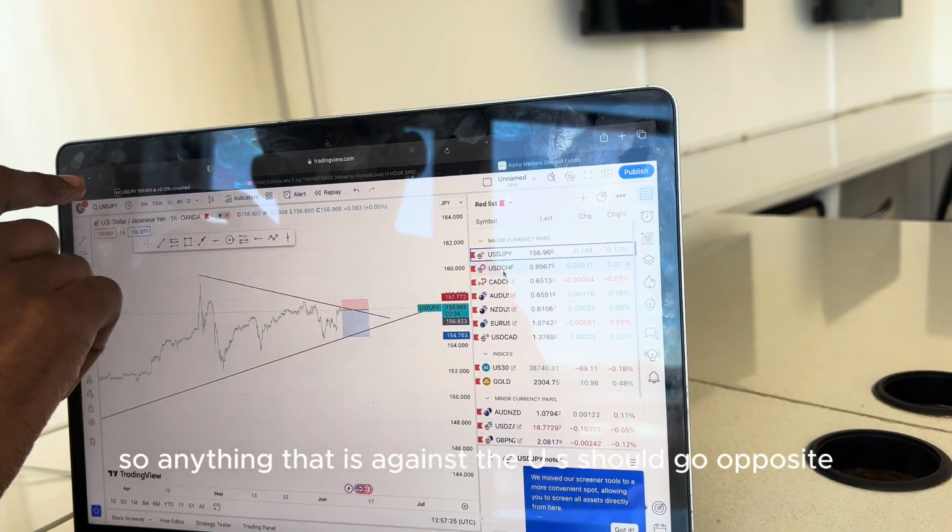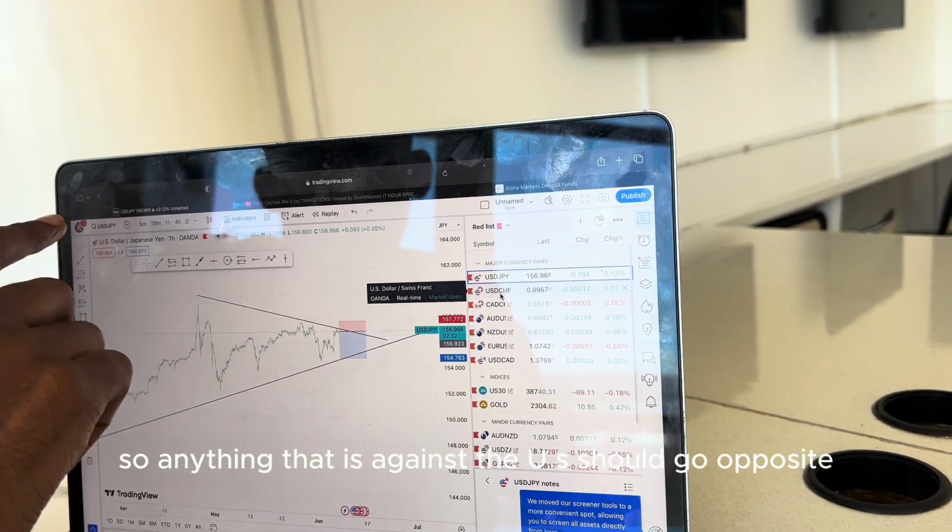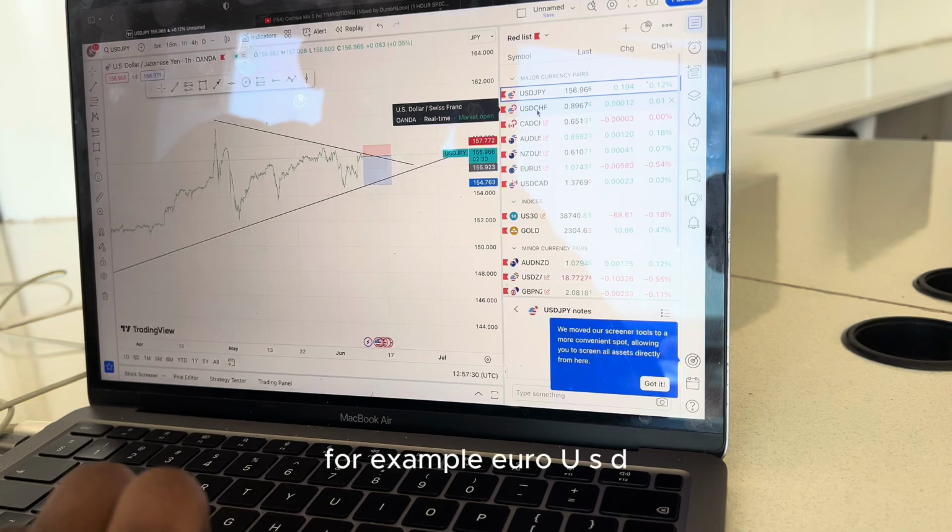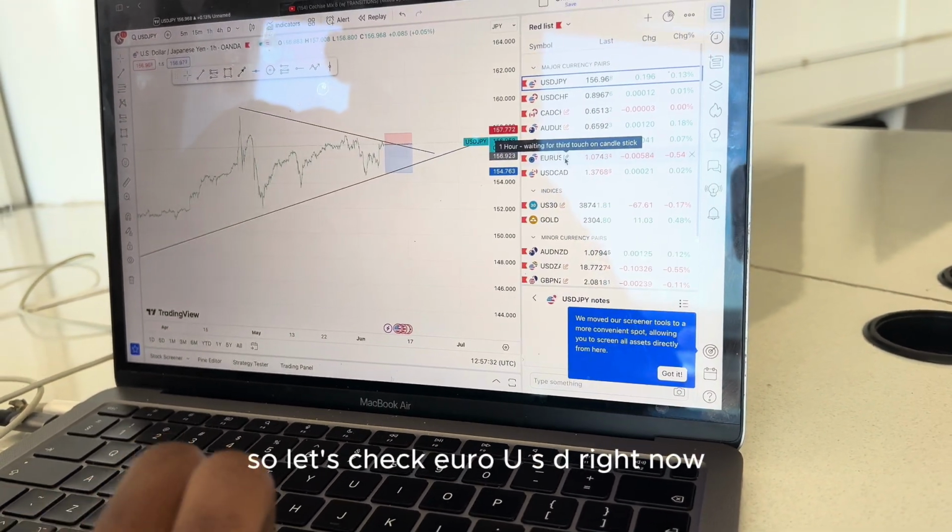So anything that is against the US should go opposite. For example, Euro USD. So let's check Euro USD right now.